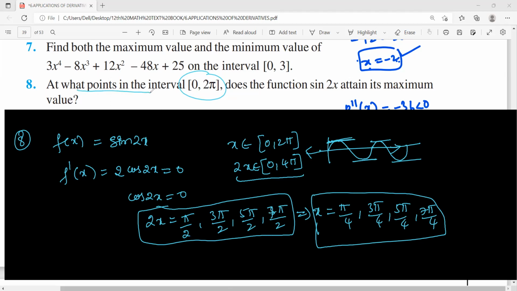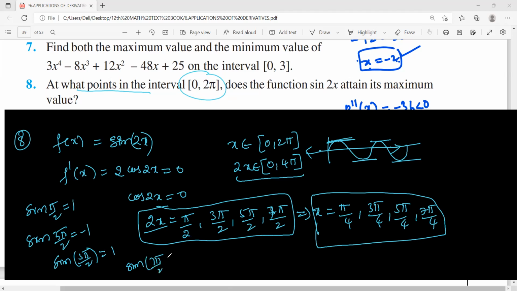At what points in the interval does the function attain its maximum? So you substitute the 2x value. 2x is pi by 2, sine pi by 2 is 1. 2x is 3 pi by 2, sine is minus 1. Sine 5 pi by 2 is sine of 2 pi plus pi by 2, which is sine pi by 2, that is 1. Sine 7 pi by 2 is minus 1. So at these 2 points the function is maximum.